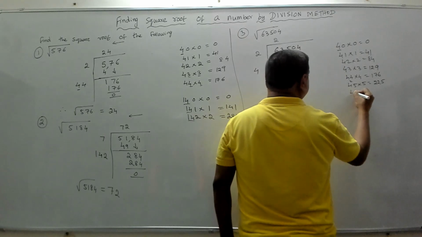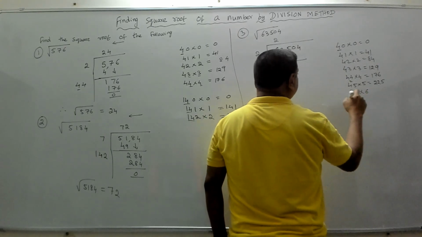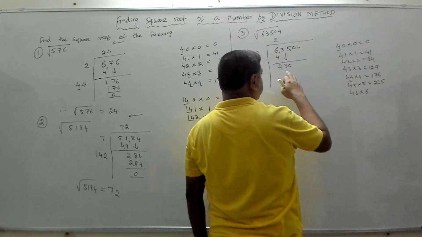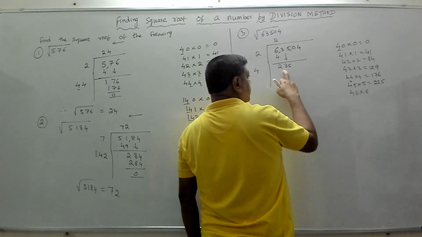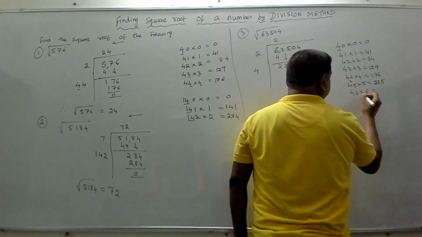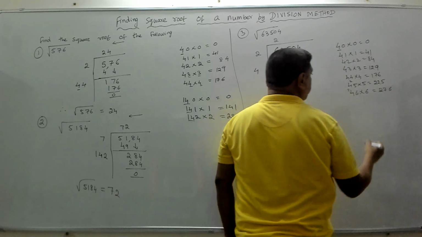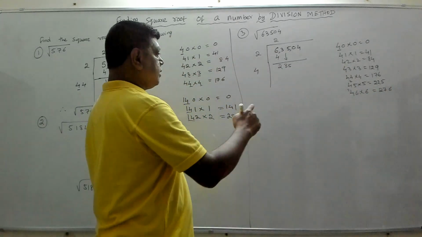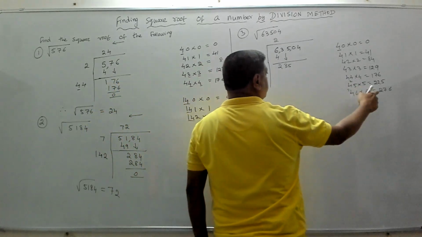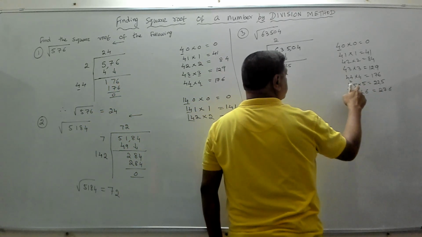Then we should try 46 into 6 because we have to try till 235. It should not exceed 235. We need a number which is very close to 235. Now if you do 6 6s are 36, 6, 6 carry 3, 24, 27. So this exceeds 235. We should take only this number, which is 5 5s are.